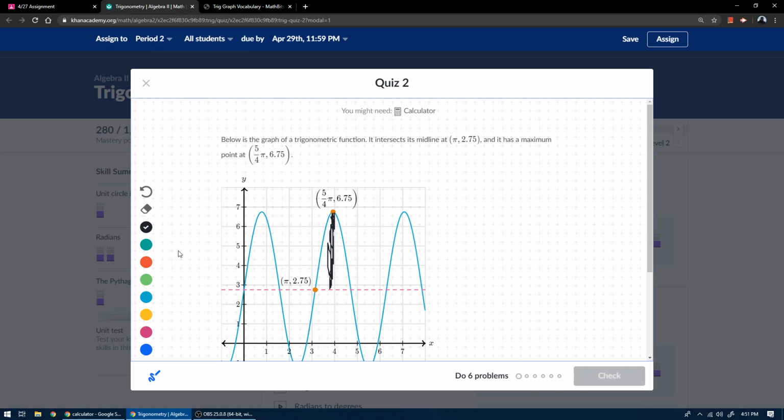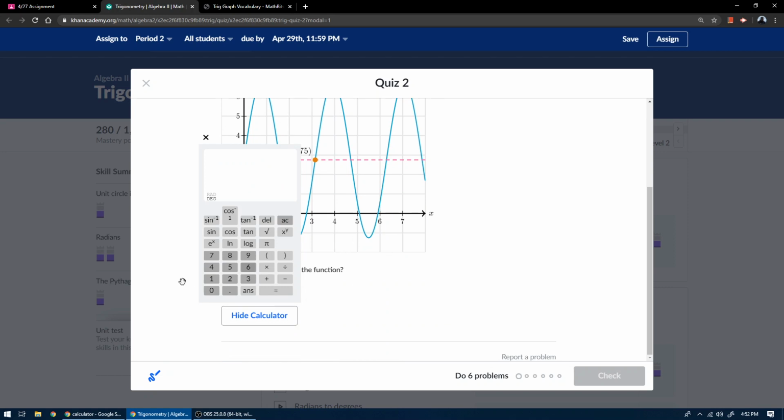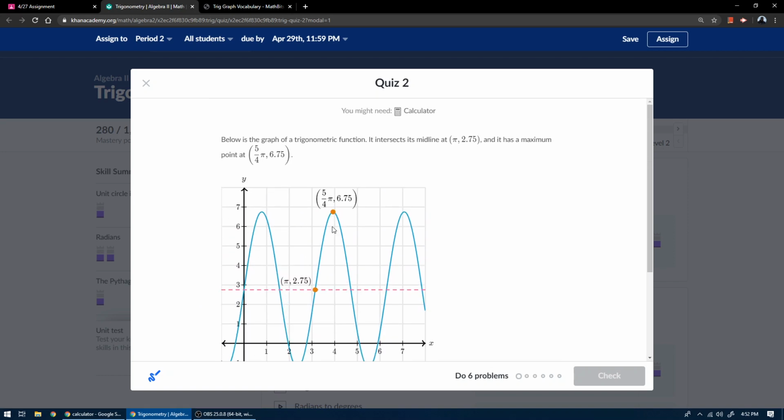So how do I find the vertical height? Well, I have 6.75 and I have 2.75. To find the distance between them, I can just subtract them. So I would do 6.75 minus 2.75. What is that? I think that's 4, right? 6.75 minus 2.75 is 4. That's the distance between this high point and the middle. It's 4 units.